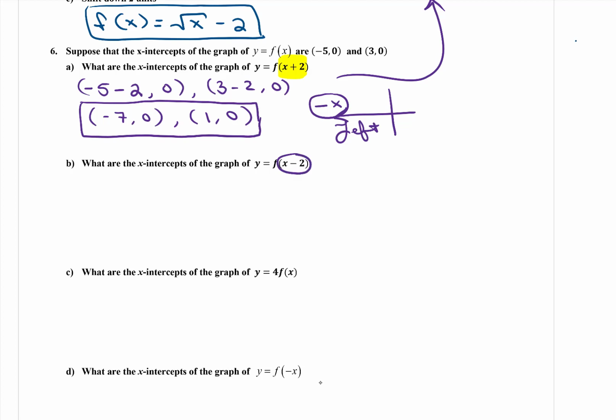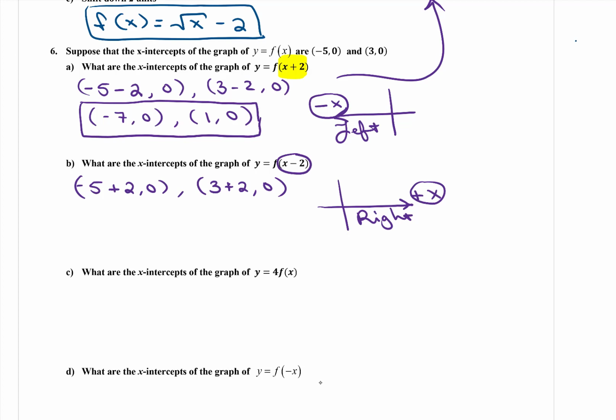What are the x-intercepts of the graph y equal to f of x minus 2? We're going to think in terms of opposite, right? The opposite of x minus 2, we're going to think plus. We're going to move to the right. So I'm going to add 2 to my x values in those ordered pairs. And that's going to give me my new x-intercepts. That's going to give me negative 3, 0, and 5, 0.